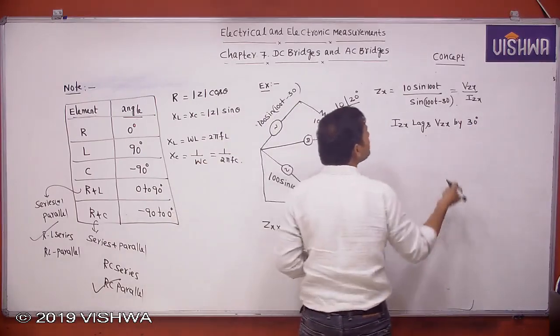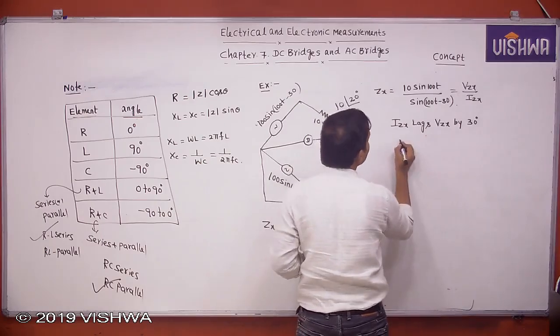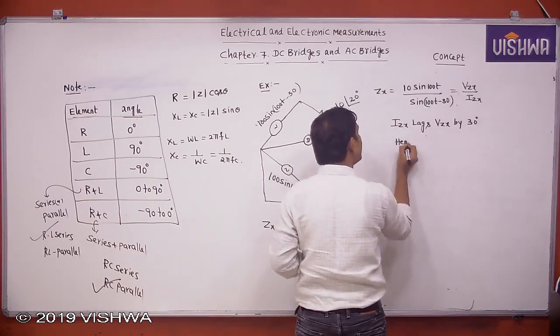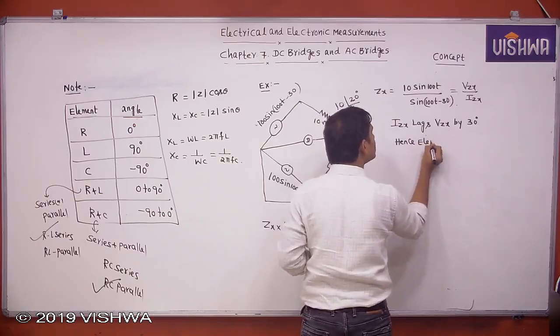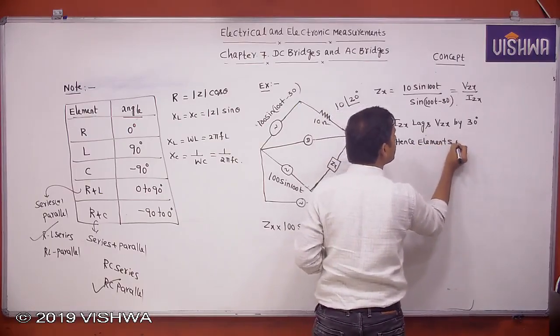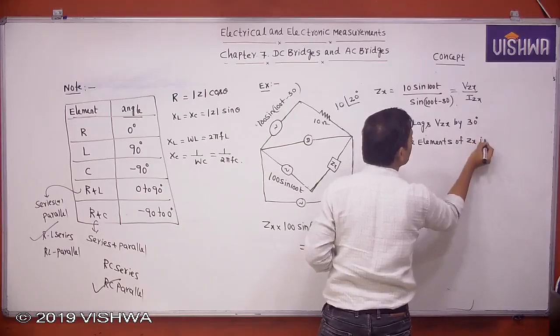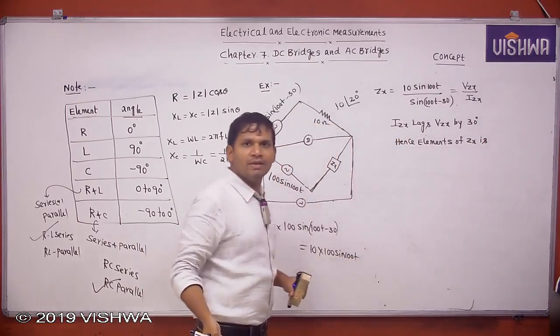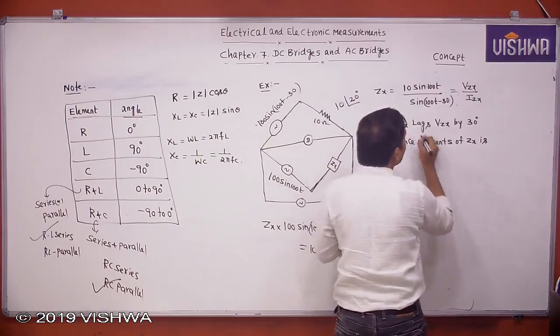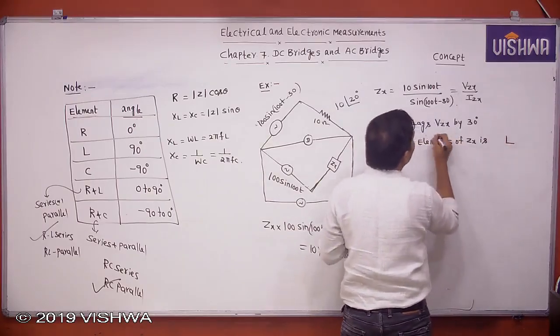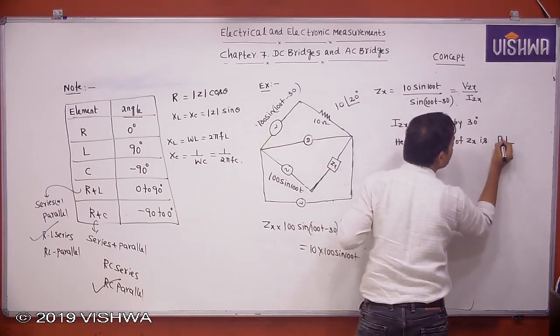If IZX lags VZX by 30 degrees, then what are the elements of ZX? You tell me. Lagging means one element must be an inductor, but it is not exactly 90 degrees lagging. That's why R and L.